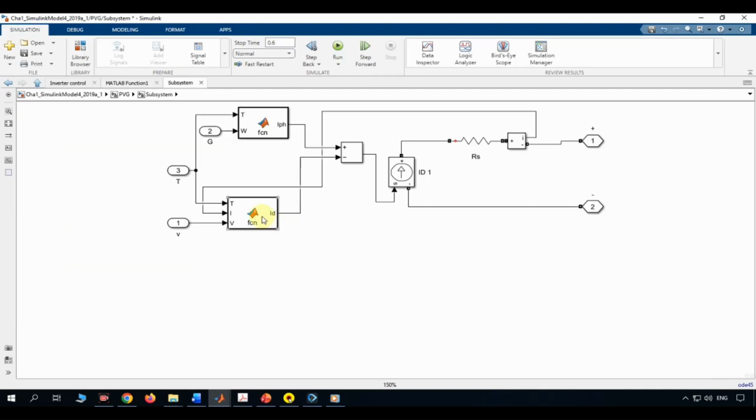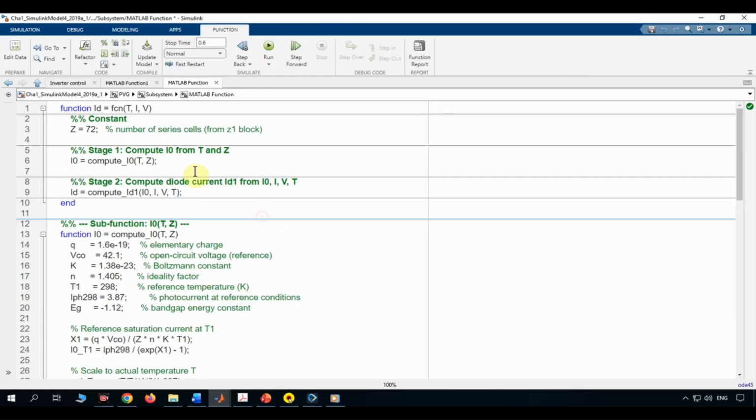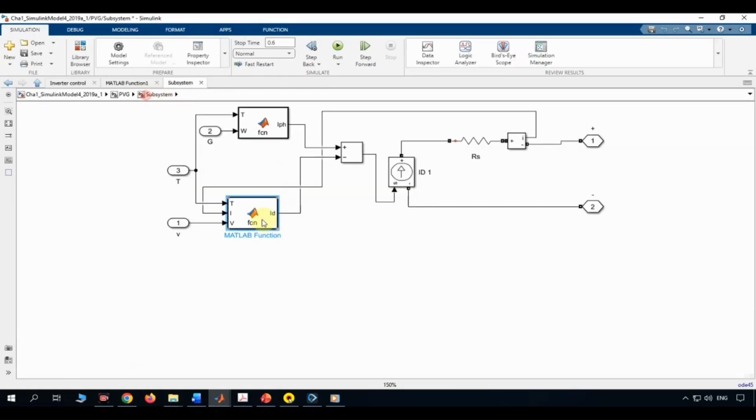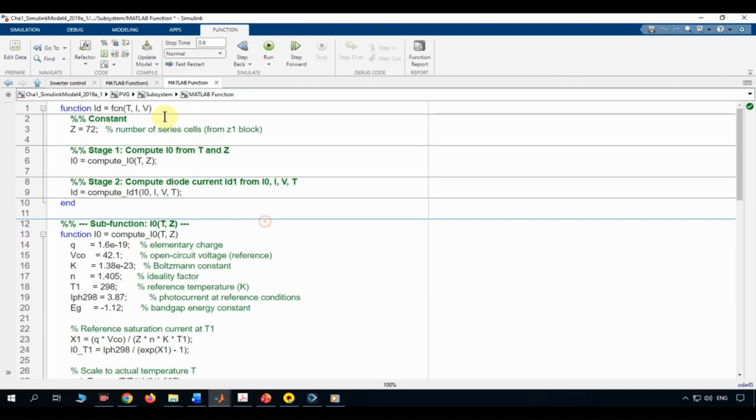The second function is where most of the real physics lives. It computes ID, the diode current lost internally to the PN junction of the cell, and it does it in two clearly separated stages, each its own subfunction. Notice the inputs here. T for temperature, I, and this is important, is fed back from the current sensor later in the circuit, and V is the panel voltage, VPV, from the mask.